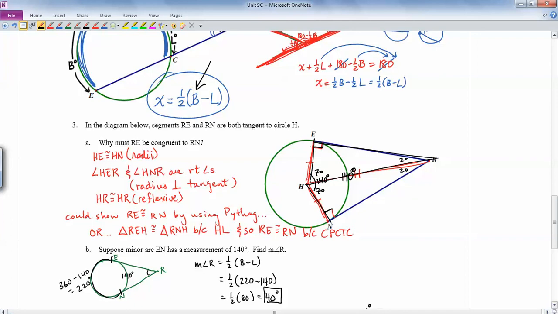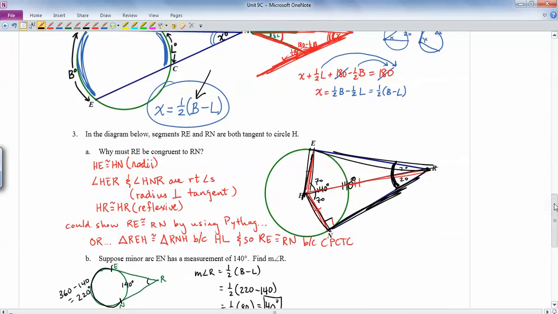Or you could say this whole shape is a quadrilateral, and you know 3 of the 4 angles, so then you could solve for the missing one by setting it all to 360, and you would get 40 for the missing angle. Okay? But that requires you to draw in all the extra lines, which is not easier, I think.